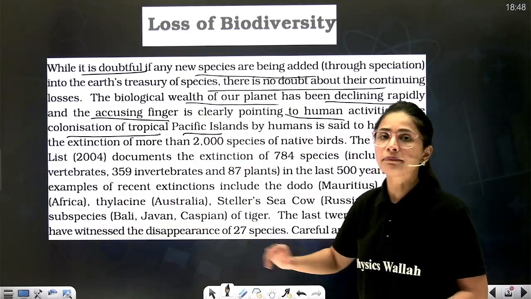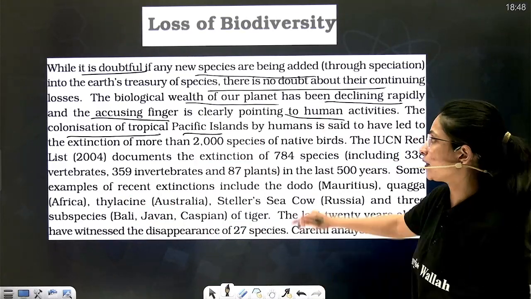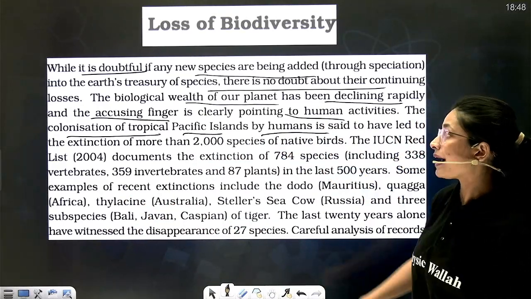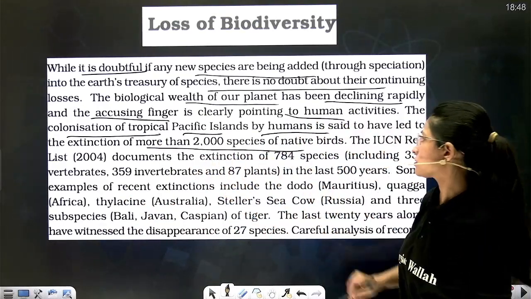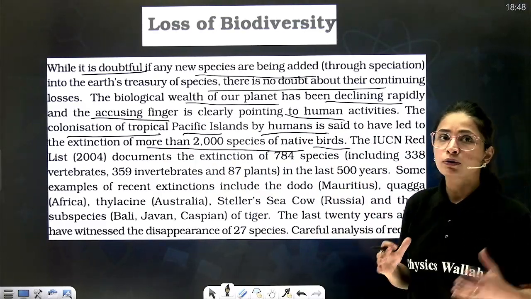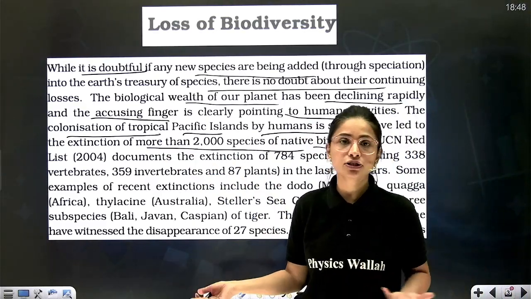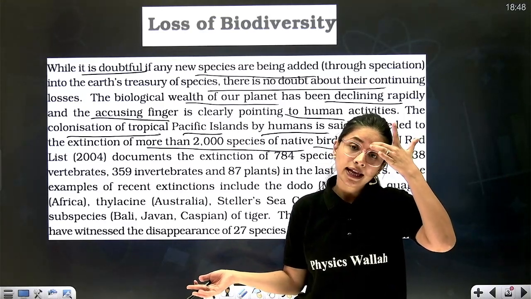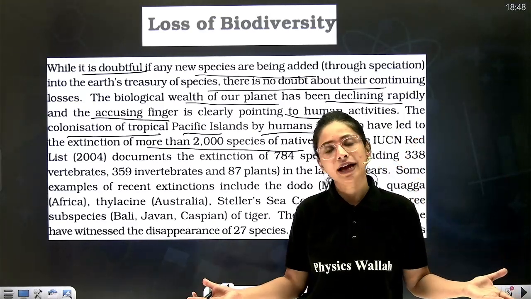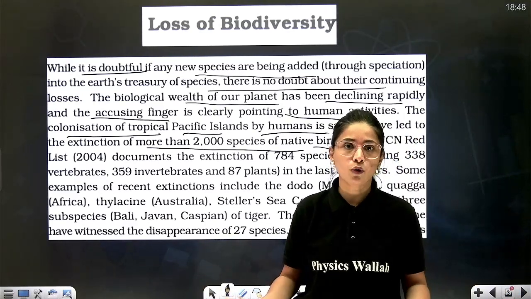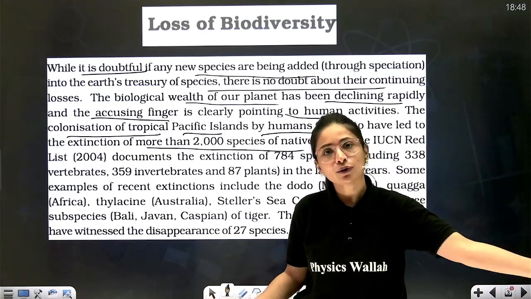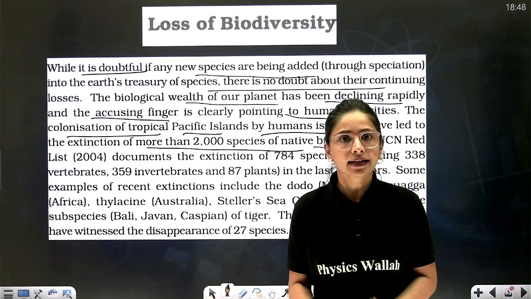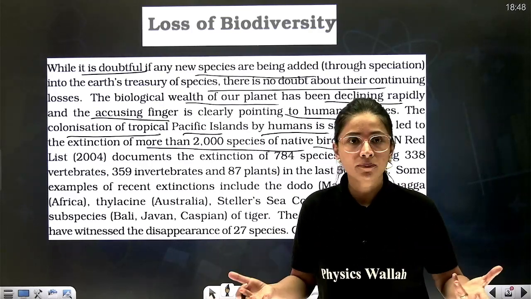The best example is given: the colonization of Pacific islands by humans is said to have driven extinct more than 2,000 species of native birds. Now birds also have homes on these trees. When you kill the trees, when you deforest, automatically these birds also don't have homes. Now where will they build their home? Will they come and build a home in your own home? You will not let even that happen. So where will these birds go?